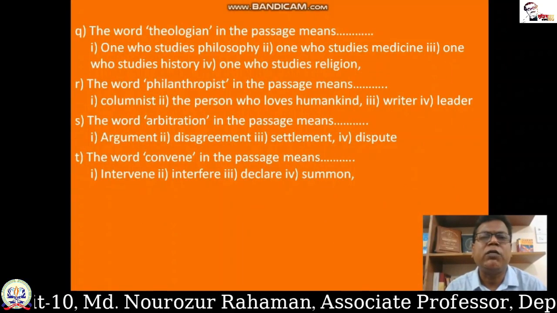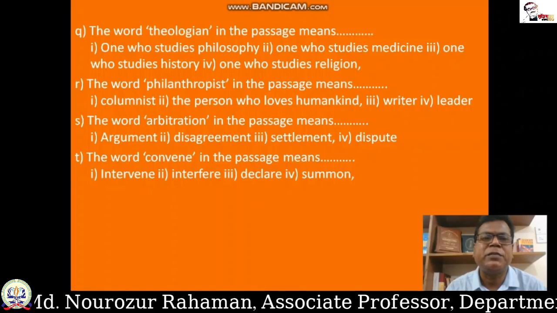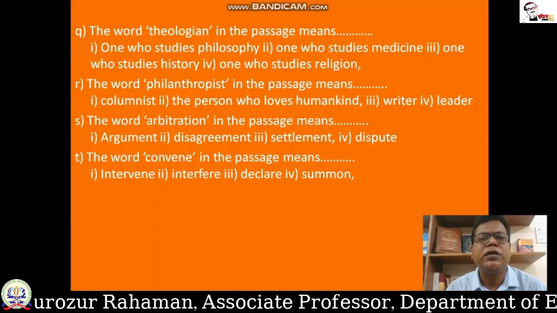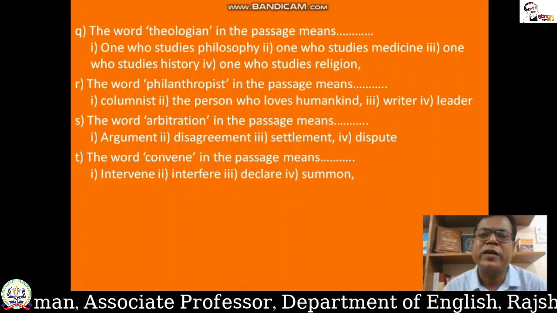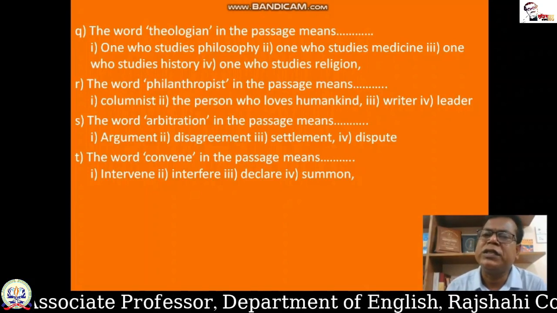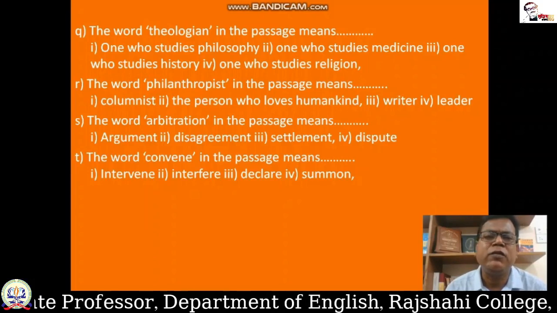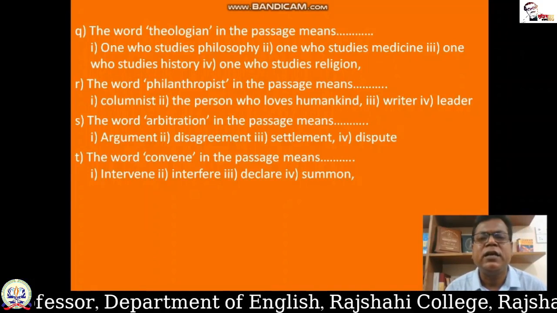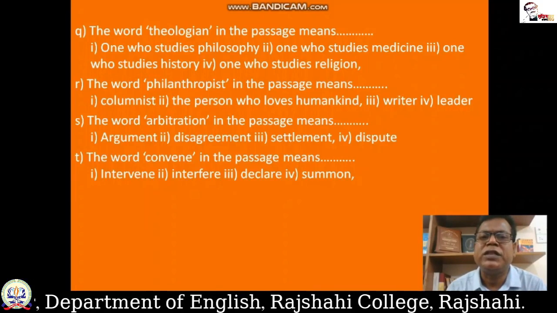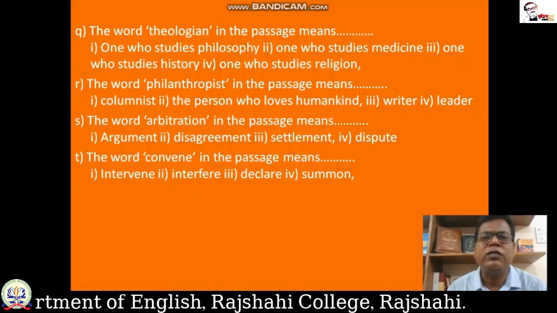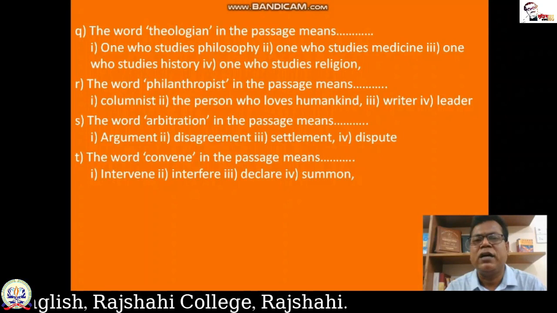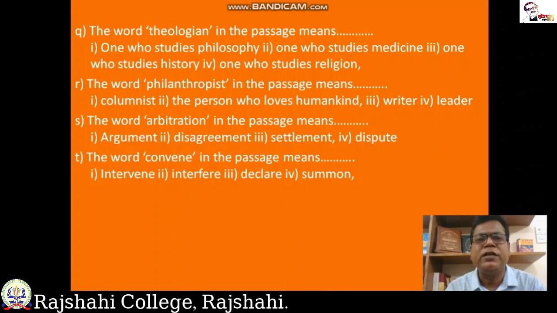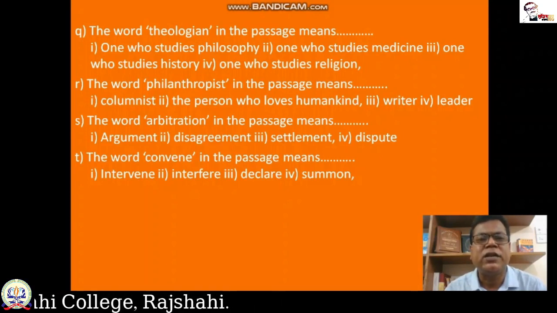Question Q. The word theologian in the passage means: number one, one who studies philosophy; number two, one who studies medicine; number three, one who studies history; number four, one who studies religion. We know that someone who studies religion is called a theologian. So number four will be the correct answer.